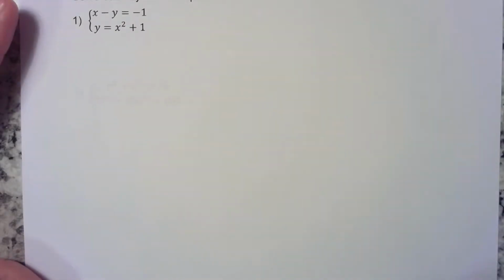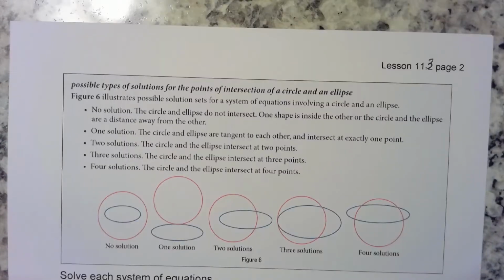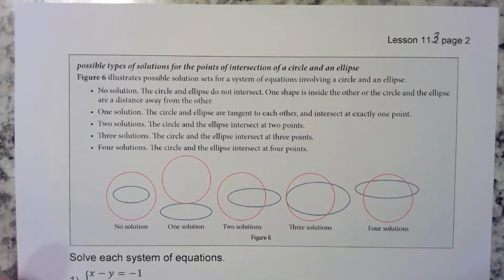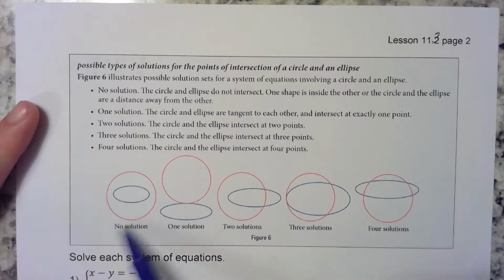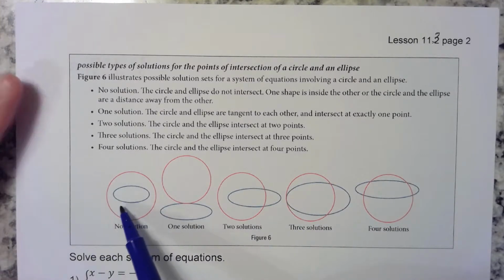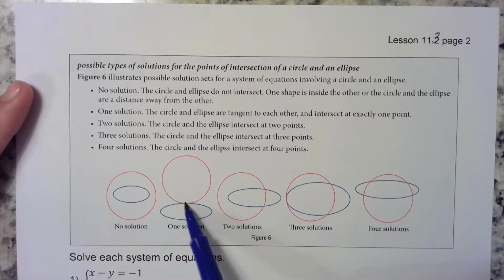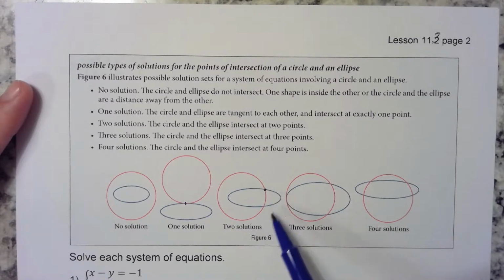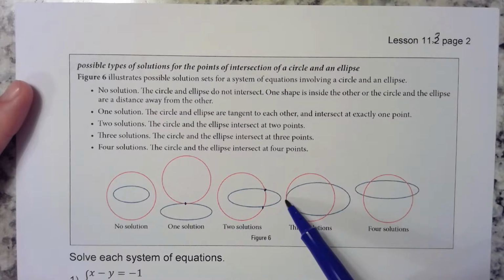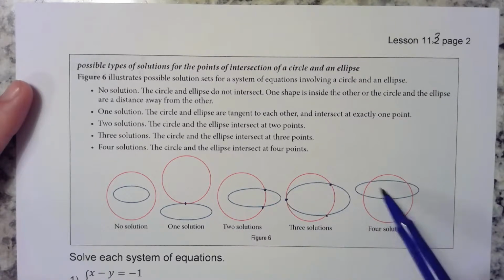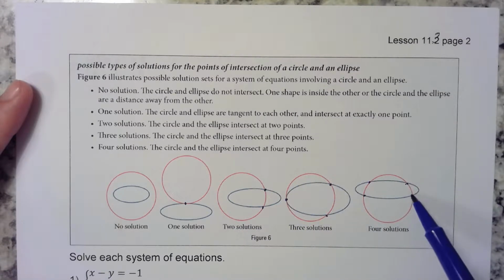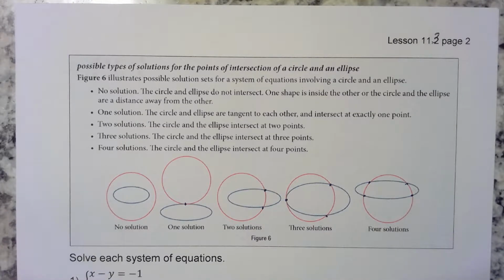You could also have two circular shapes. In these examples, we have a circle and an ellipse. An ellipse is just another way of saying oval, but it's a very specific type of oval. So you can see in this example, there is no solution. In this example, there is one solution. Here we have two solutions. Here we have 3 solutions, and here we have 4 solutions. So depending on how our graphs intersect, it will tell us how many solutions we're going to have.